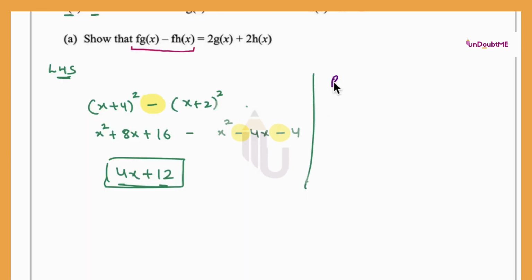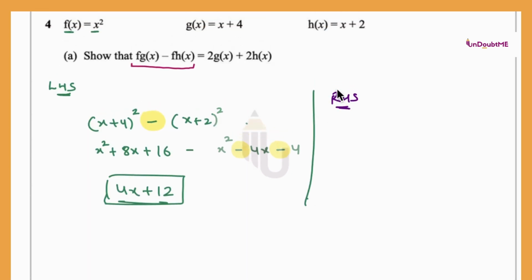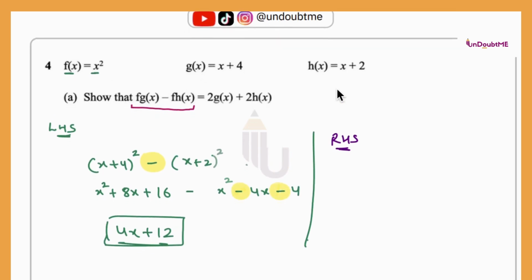Now it is time for RHS. For RHS also we will just follow as per what they have given. So twice of gx, that is x plus 4, plus twice of hx, that is x plus 2, 2x plus 8 plus 2x plus 4.